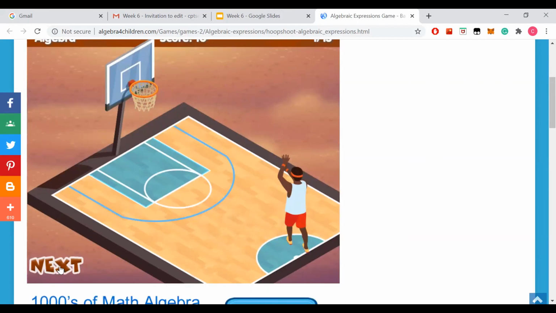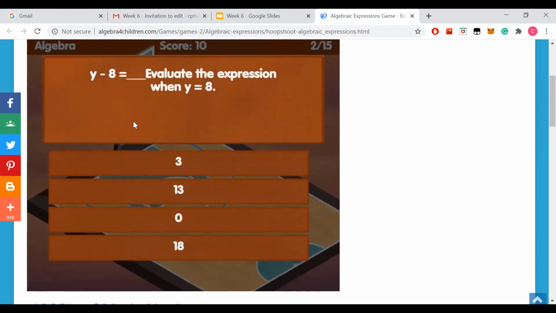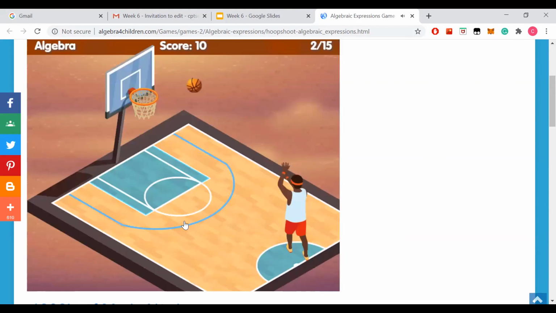So I'm going to do another one. And then we have y minus 8 equals, and then you evaluate the expression when y is 8. So we plug in 8 for y. That gives me the answer of 0. So perfect, I made 2. It shows me that my score is 20.